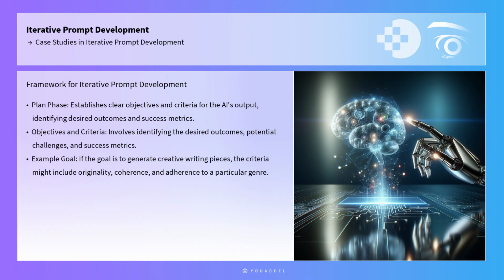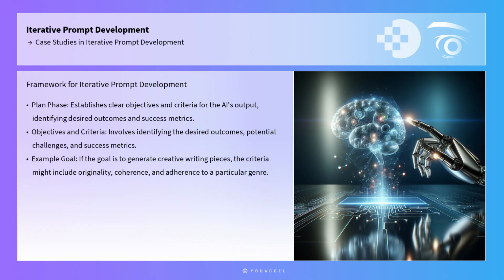A practical framework that professionals can employ during iterative prompt development is the Plan, Do, Check, Act cycle. This framework, originally popularized in quality management practices, can be effectively adapted for prompt engineering. In the plan phase, the prompt engineer establishes clear objectives and criteria for the AI's output. This involves identifying the desired outcomes, potential challenges, and success metrics. For example, if the goal is to generate creative writing pieces, the criteria might include originality, coherence, and adherence to a particular genre.